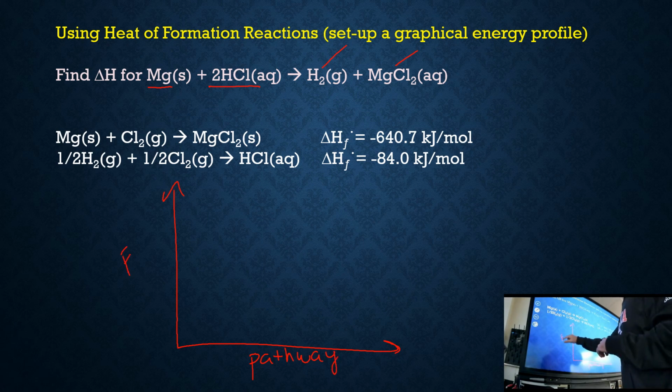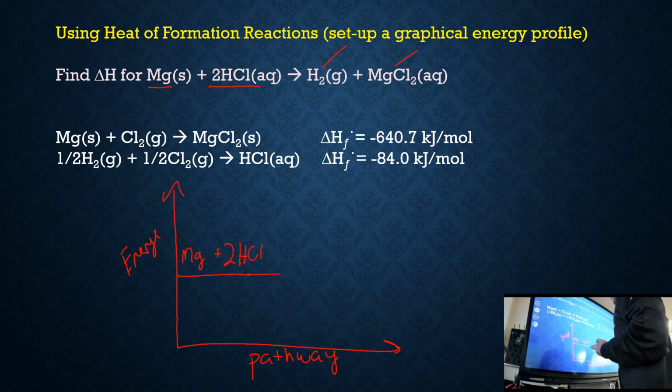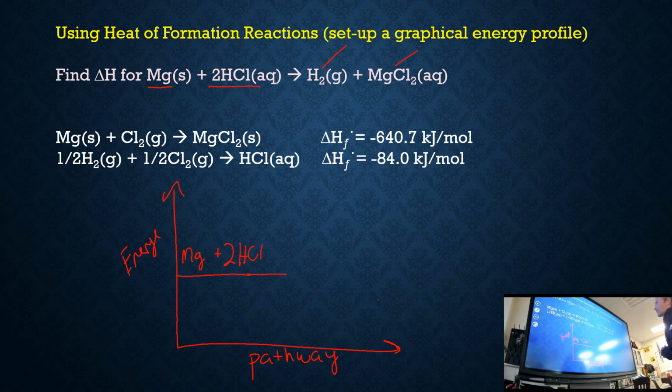and you have energy. Basically you're starting at an arbitrary amount. In this case we have magnesium plus 2 HCl. Now, if you look at the two reactions that we have, formation reactions, they're formation because they're both 1 mole of product, and they're both made from their common elements, or the basic elements.